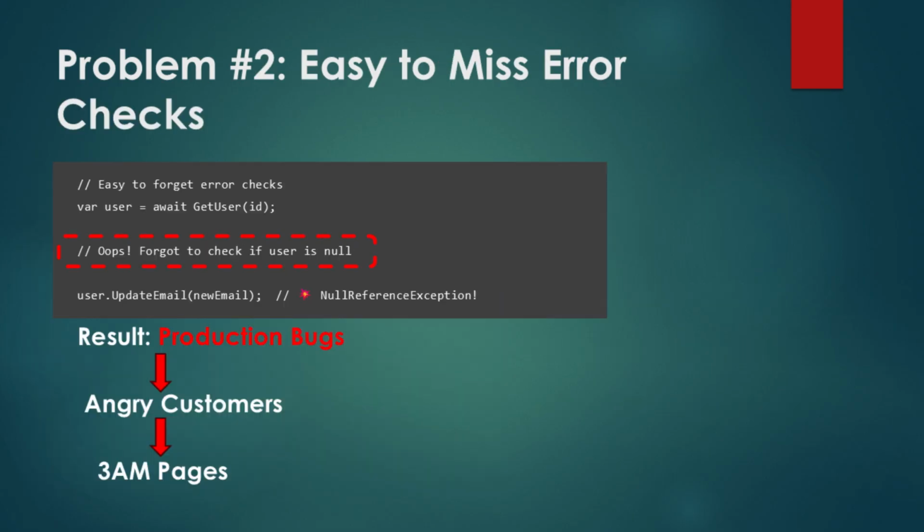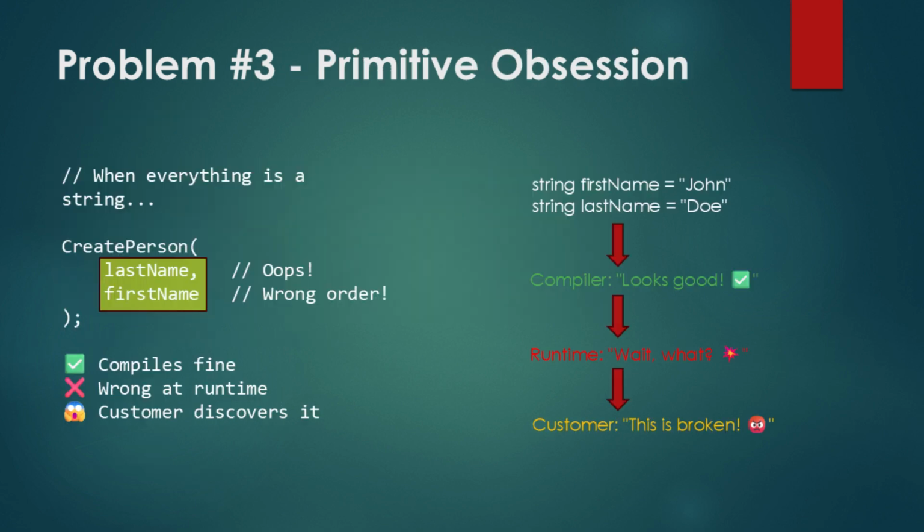Problem number 2. Easy to miss error cases. In a rush, copy paste some code and forget to add the null check. Congratulations, you just shipped a null reference exception to production.